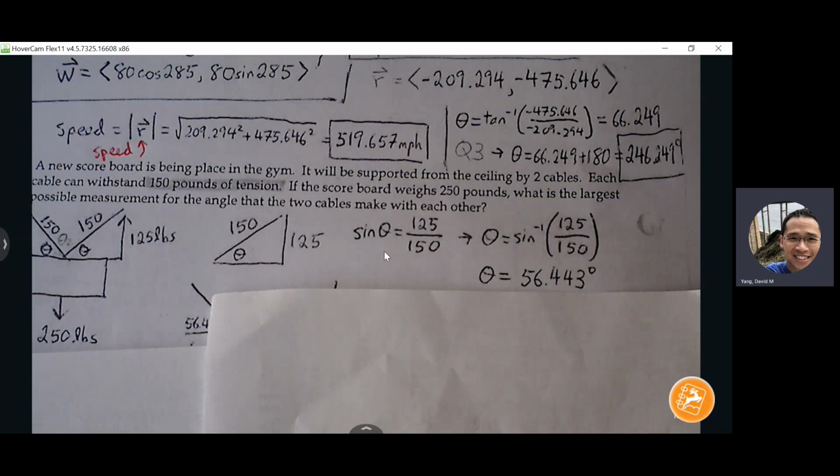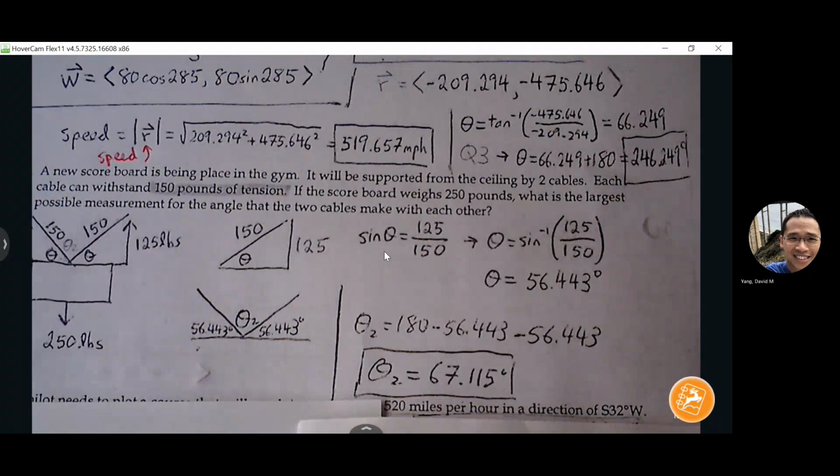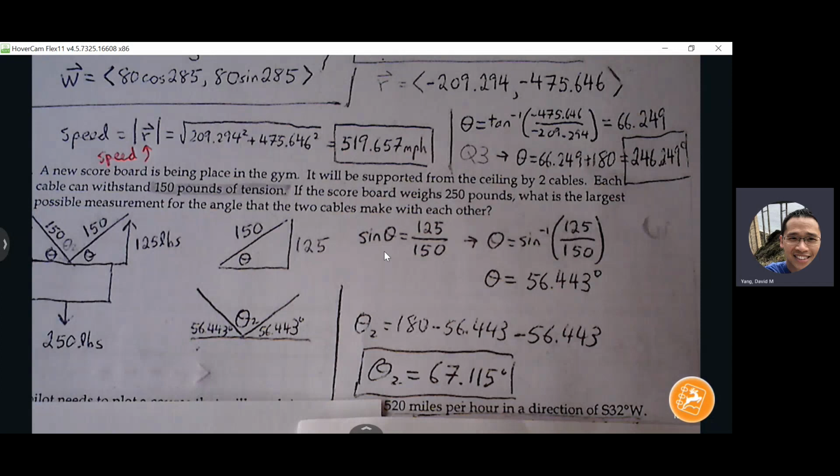All right, so sine of theta equals opposite over hypotenuse. We have to use inverse sine to get theta by itself. What's theta equal to? Just 56. So if this is 56, then the true theta that we're looking for, we can do 180 minus 56 minus 56, and we get that theta in between, 56.443.